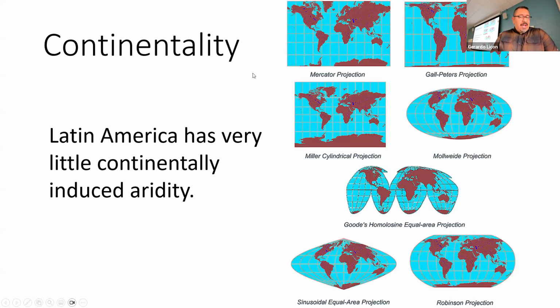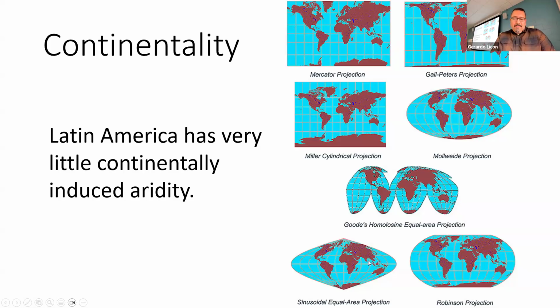First, beginning with continentality. Latin America actually has very little continentality, or very little dryness and aridity that comes from continentality. This can be counterintuitive, because on the typical map we're used to seeing, South America looks very wide, and it seems there could be continental dryness in the center from being so far away from the oceans. But that's actually not the case.